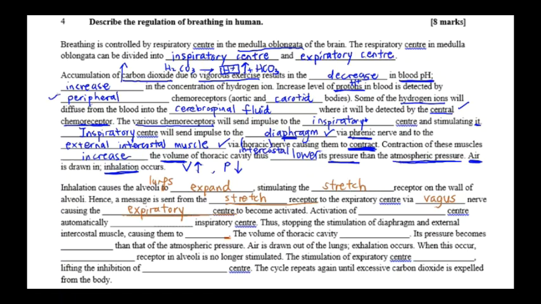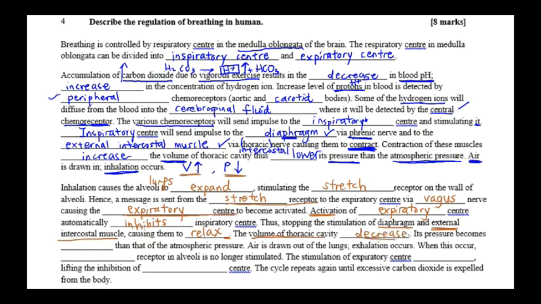And from the name itself, you can tell expiratory center, it must be something to do with exhalation. Activating the expiratory center will automatically inhibit the inspiratory center, thus stopping the stimulation of diaphragm and external intercostal muscle, and they will relax. No stimulation, so both the diaphragm and the external intercostal muscle will relax, and when they relax, the volume of the thoracic cavity will decrease.